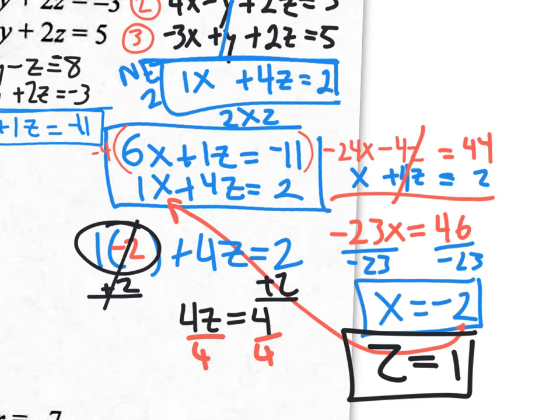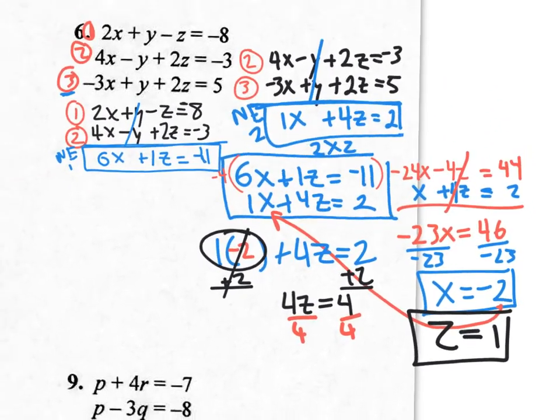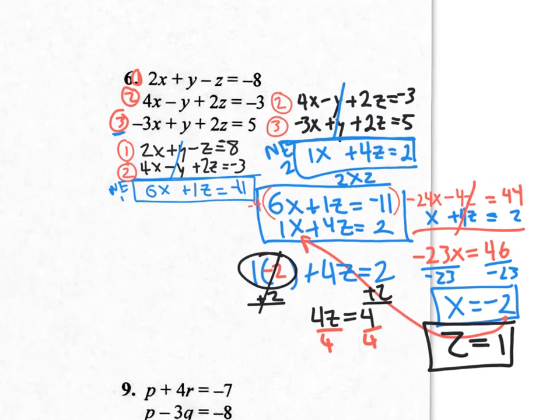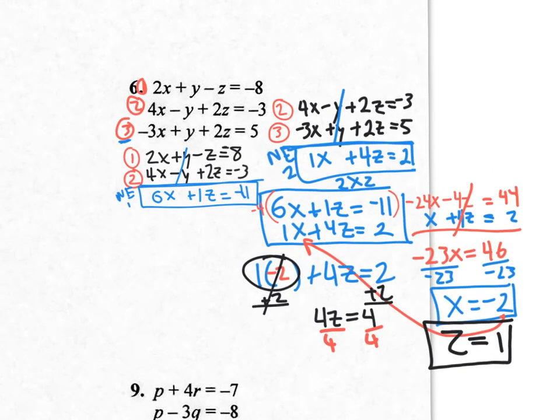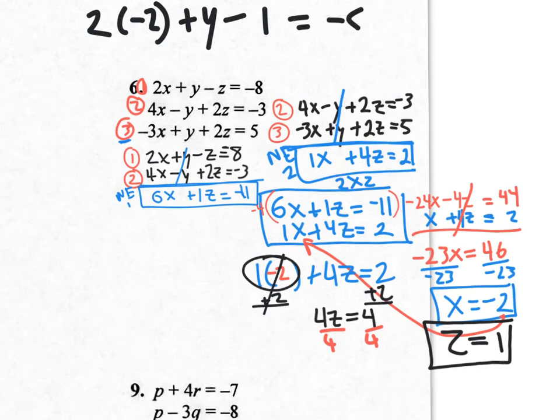So I have two answers. These two answers came from my new 2 by 2. To find my third answer, I need to go back to the original and plug in the x and the z to any one that I want. I'm going to plug it into the top one. The top one is going to say 2x, but instead of x, I have 2 times negative 2, plus y, and then minus z, but instead of z, I have a 1, because z is 1. And of course it says that it's equal to negative 8. So all I need to do is solve this equation, and that's going to be a negative 4 plus y minus 1 equals negative 8. And you could combine the negative 4 with the negative 1, and you're going to get negative 5.